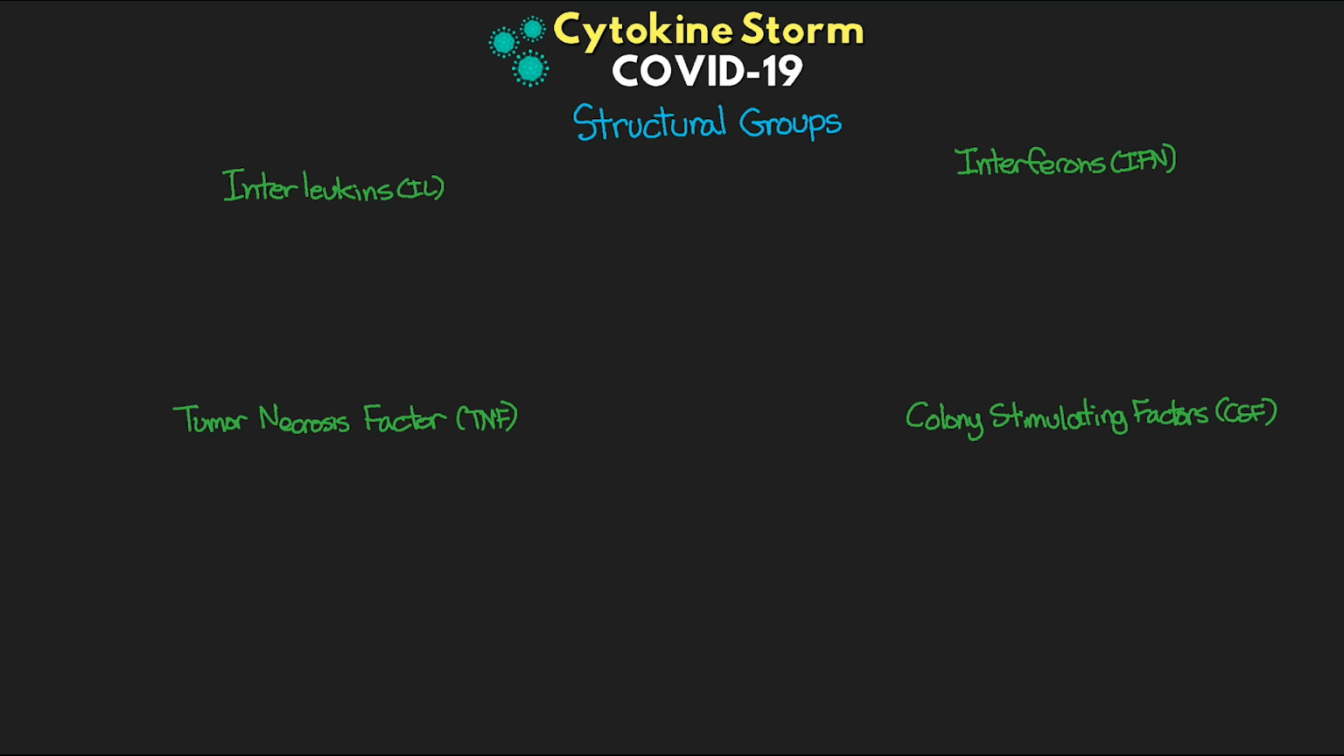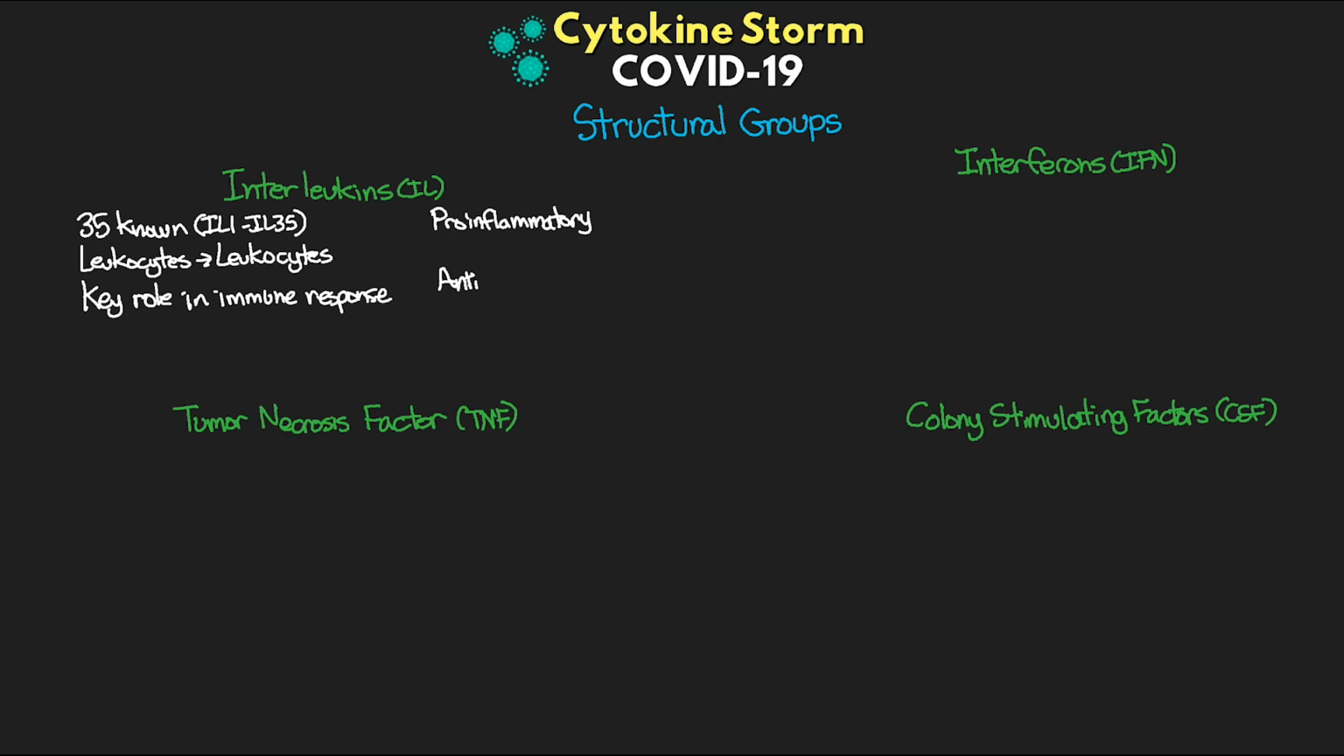The name comes from 2 different Latin words, inter meaning between, and leukos meaning white. So basically, these are the cytokines that communicate between white blood cells. And there's 35 known interleukins named IL-1 through IL-35. These cytokines are produced by leukocytes to act on other leukocytes, although other cells may also use interleukins. And these really play a key role in our immune response. And these cytokines can either be pro-inflammatory or anti-inflammatory.